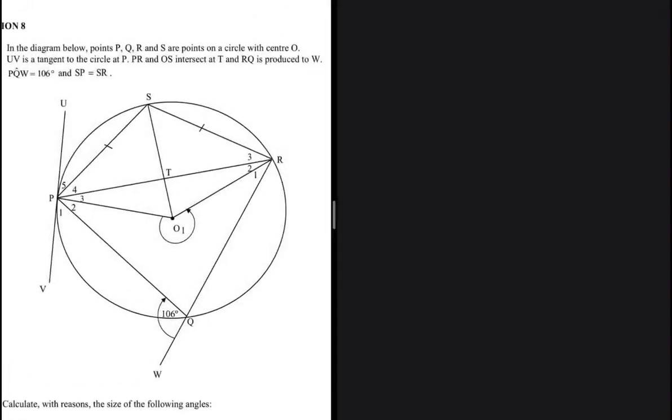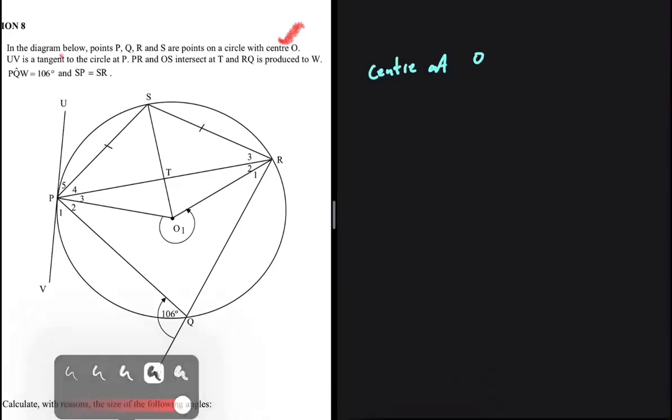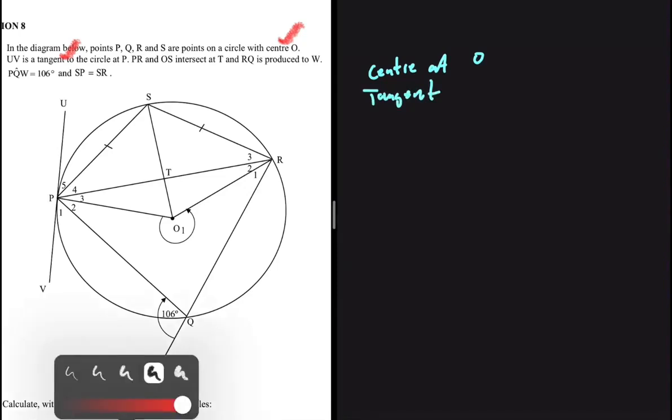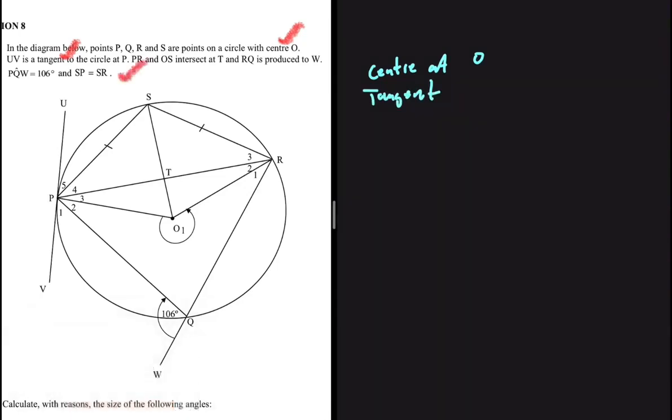From the question statement, we know that our circle is centered at O. So let's go ahead and write it down. We have a center at O. What else do we know? We know that UV is a tangent to the circle at P. So we have tangent as another keyword that we are interested in. We are also told that SP is equal to SR. So we have SP being equal to SR.